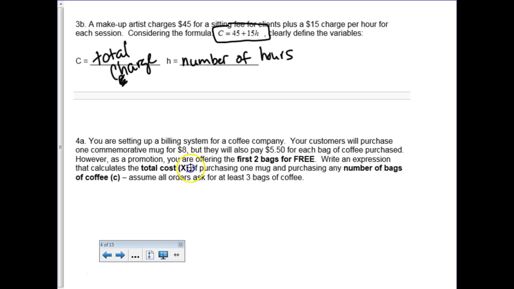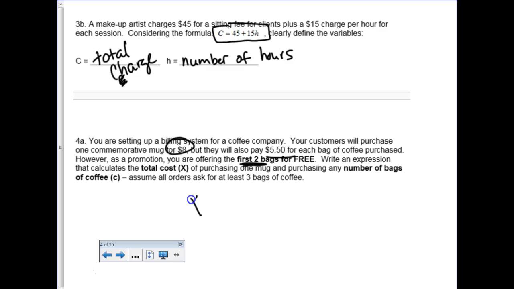All right, 4A, this is that fun question where you get some free stuff, so you got to write out the formula. So we're saying you got to buy a commemorative mug for $8. We've seen this problem before. $5.50 for each bag of coffee, and then you get 2 bags free.